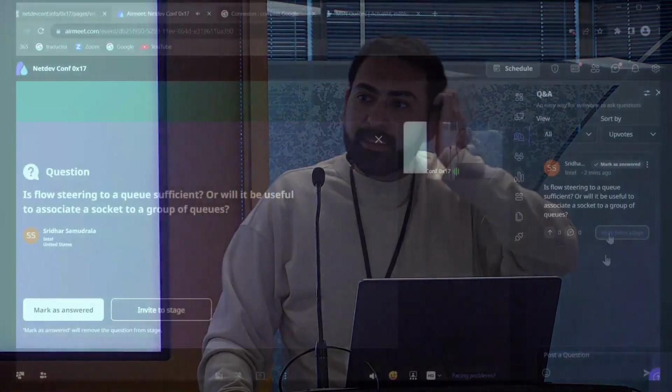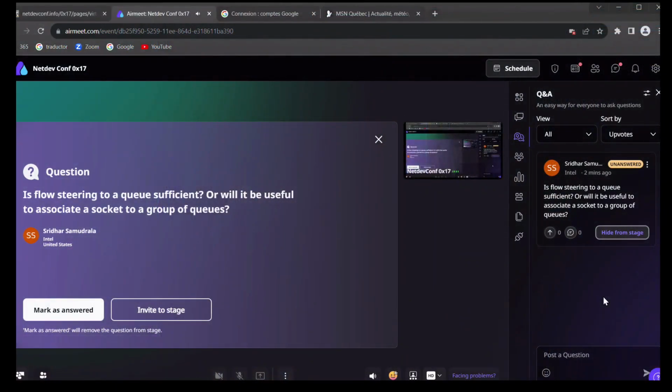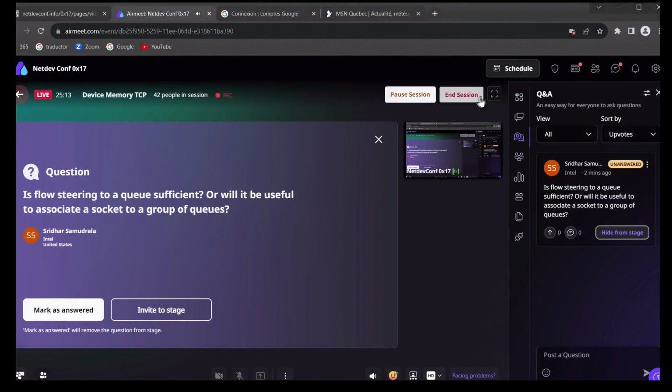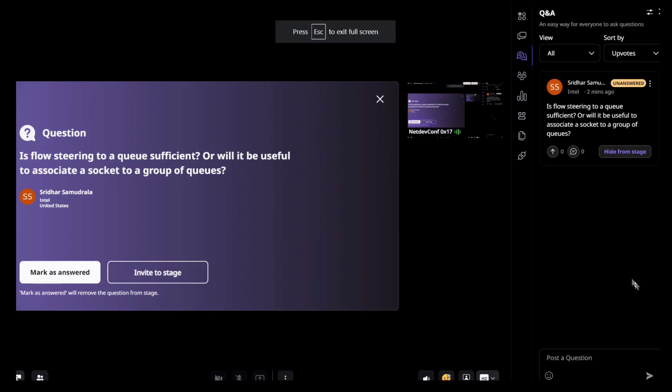There's a remote question. Sridhar is asking, is flow steering to a queue sufficient, or will it be useful to associate a socket to a group of queues? As long as the orchestration is done correctly, where the DMA buff is bound to all these queues and your flows are going to all these queues, it should be sufficient. Can you talk to the dynamic queue allocation? Is that where you map a socket queue to something that magically pops up from the driver?